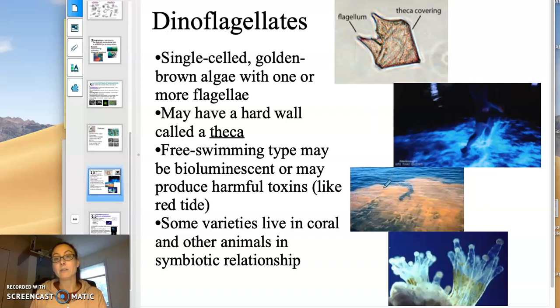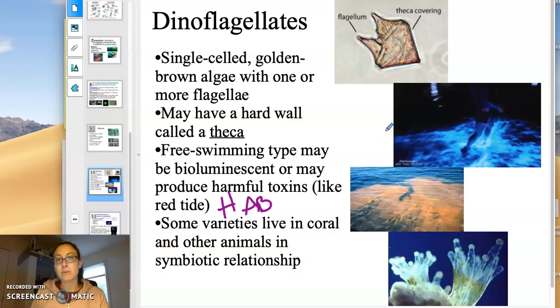So dinoflagellates, certain species are the ones that produce harmful toxins and make something like red tide, which is one example of a harmful algal bloom, HAB. These dinoflagellates will produce toxins that are irritating for our skin, and if we were to eat shellfish that ate those dinoflagellates by filtering them out of the water, we would get very sick, and that's what causes certain shellfisheries to close for a while until they process the toxins out of them.